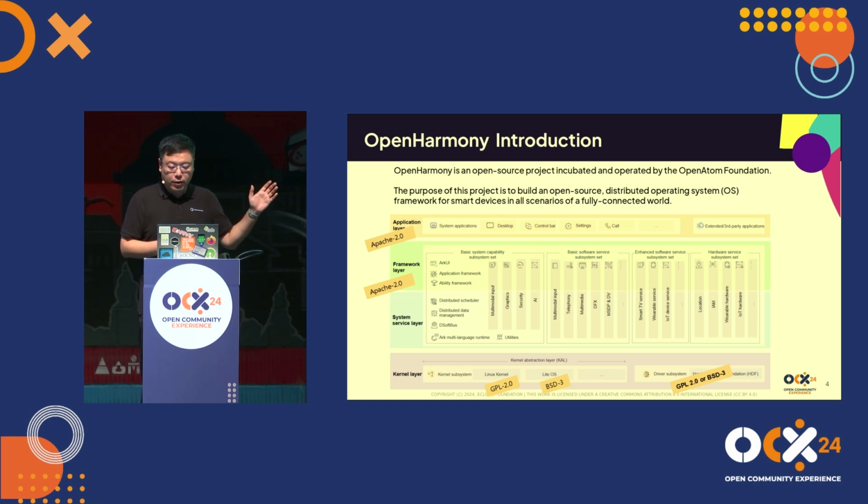For the part above the system service layer, we primarily use Apache 2.0 license as main license. For the kernel layer, as devices with different compatibility may use different kernels, there are 2 types of license at the kernel layer, GPL 2.0 and BSD3.